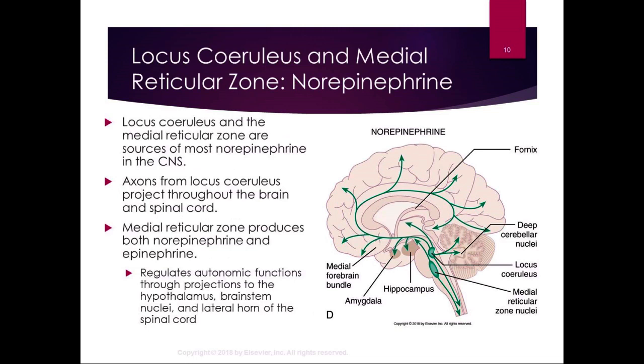So the locus coeruleus and the medial reticular zone are the areas that produce norepinephrine. Most of the norepinephrine in the CNS is produced in these areas. So they project throughout the brain and spinal cord. So the medial reticular zone produces both norepinephrine and epinephrine to help regulate autonomic functions, projecting to the hypothalamus, the brainstem nuclei, and the lateral horn of the spinal cord, where we find those autonomic tracts. So a lot of the neurotransmitters are produced in the brainstem, and then they go out in the cerebrum and the rest of the body to produce their effects.